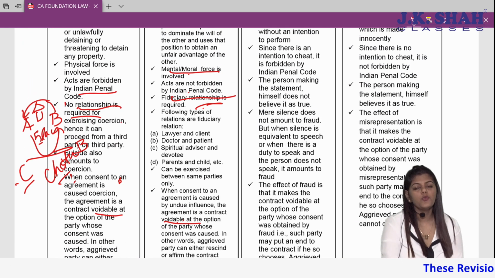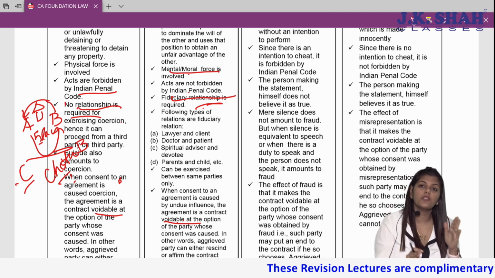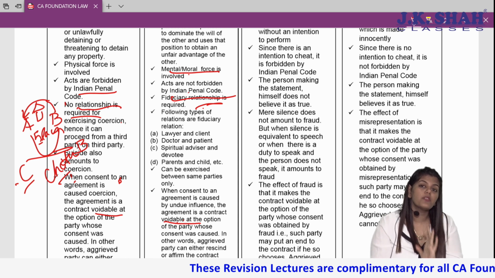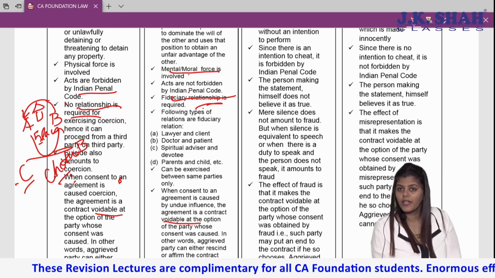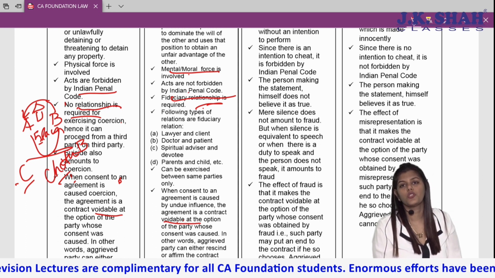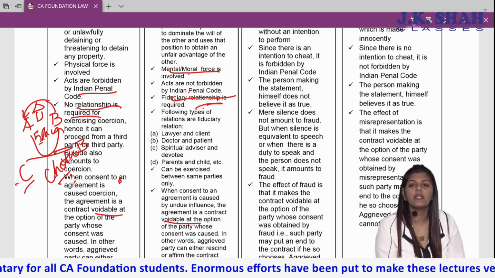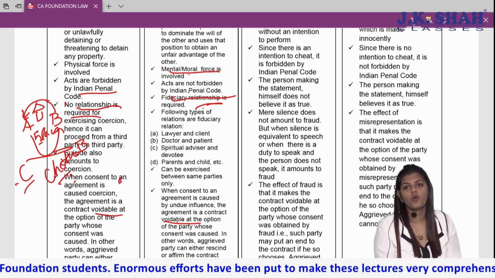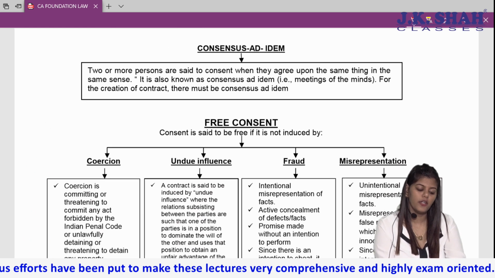Always remember, when you see a situation where one party is suffering and another one is making him suffer, 99% of cases it's going to be voidable. And if you think this contract is voidable, ask yourself one question: who is the aggrieved party? If you don't find any aggrieved party, then it is definitely not voidable. So, coercion and undue influence.